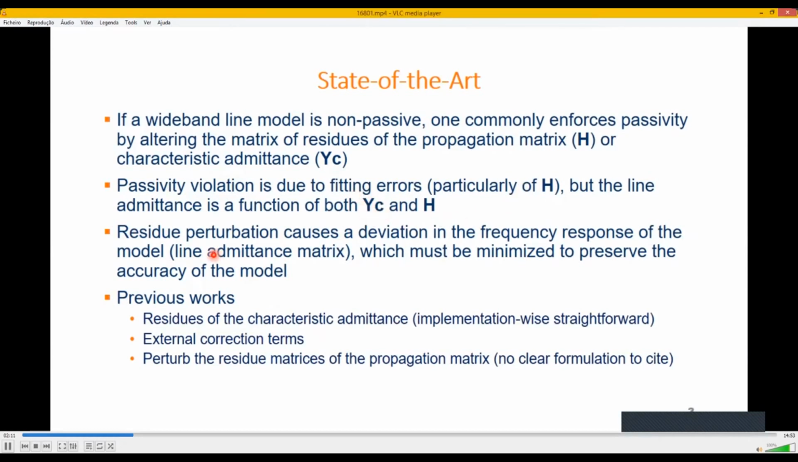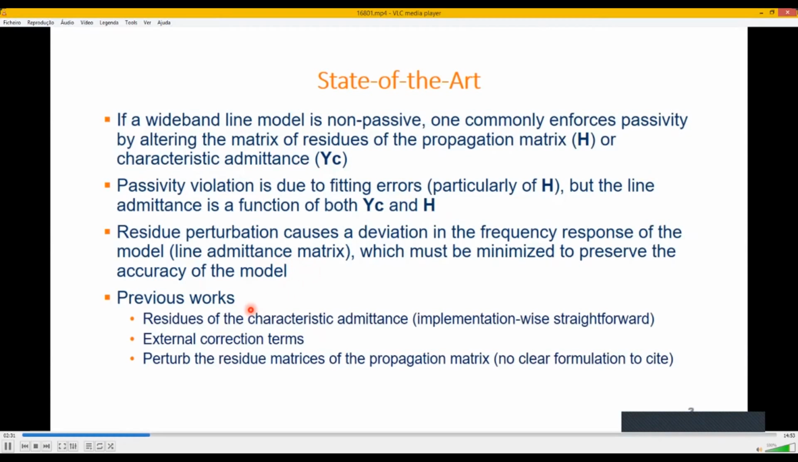Another point to keep in mind is that residue perturbation causes a deviation in the frequency response of the model and in the line admittance matrix. This deviation must be minimized to preserve the accuracy of the model. We should meet the fitting tolerance criterion even after the perturbation.